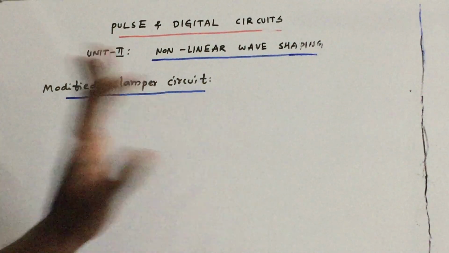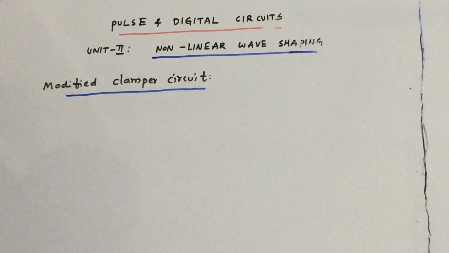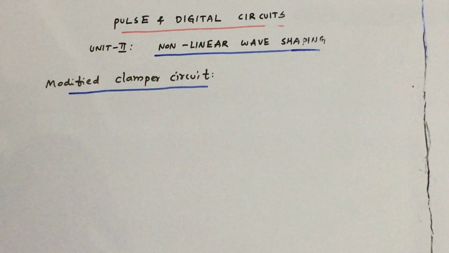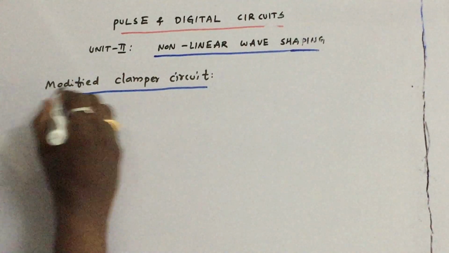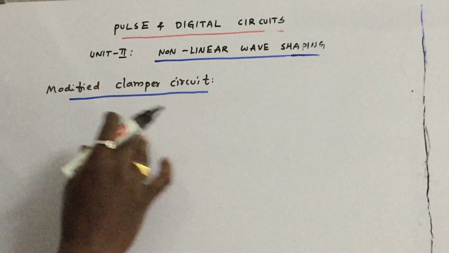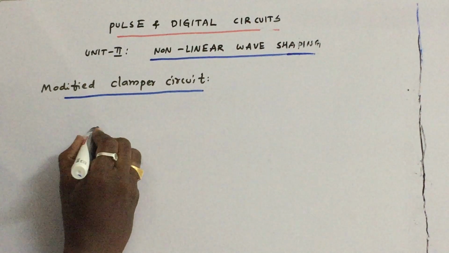So let us discuss the modified clamper circuit, which is the continuation of the previous article, negative clamper. Let us see first what is this modified clamper circuit. Before going to the modified clamper circuit, let us recollect the negative clamper which we have discussed earlier. So what is a negative clamper?